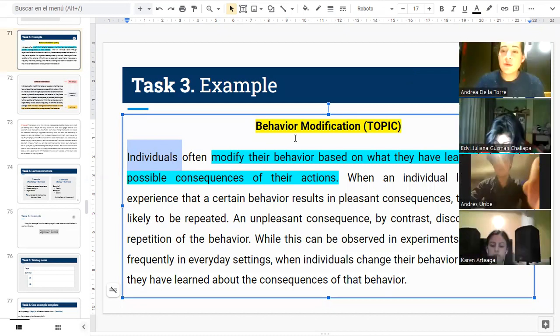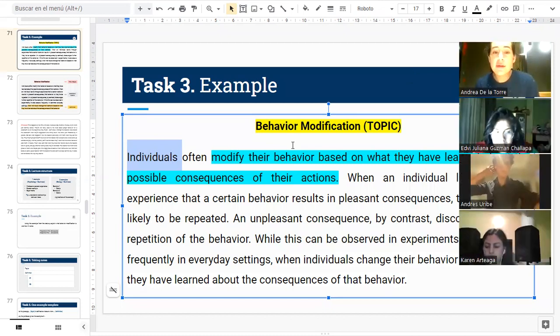Perfect. Thank you so much, Andre. So that's right. That's exactly how they change their behavior, right? Initially, they were behaving badly. They were interrupting the teacher and so on. They got punished. So those were the consequences. They learned about those consequences and they modified their behavior, right? They started behaving better. So that is the process of behavior modification.